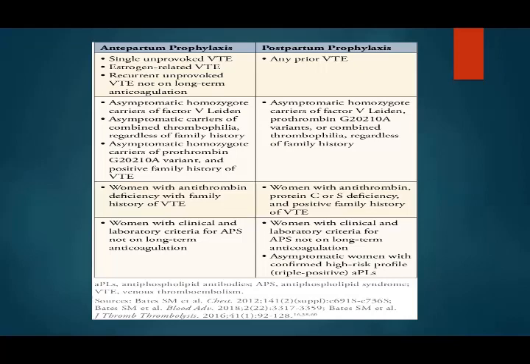But with clinical and laboratory criteria for APS, not on long-term anticoagulation, they need antepartum prophylaxis as well as postpartum. This is very important. And as I discussed with you, with antithrombin deficiency they are at high risk and need it antepartum as well. But with protein C and S deficiency and positive family history, they need only postpartum. So the thrombophilias of antithrombin would be a higher risk group as compared to the thrombophilias resulting from protein C or S deficiency.